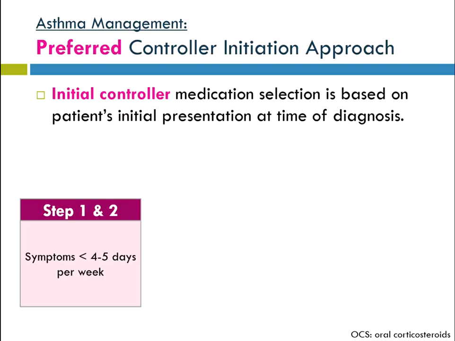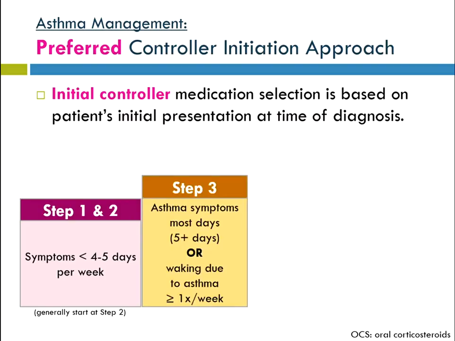So let's talk about the symptoms. If they present with symptoms less than 4 to 5 days per week, we're going to start them on step 1. The next slide we'll talk about what drugs you're using for each step. So symptoms less than 4 to 5 days a week, start them on step 1 or 2. Most of the time we're actually going to start them on step 2, because step 1 is for when you only have occasional symptoms.